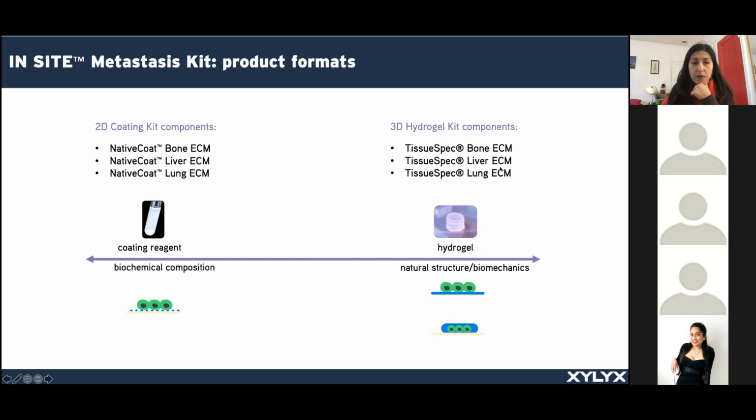The second format is the 3D hydrogel, which also contains the three most common sites of metastasis of the ECM: the bone, liver, and lung. But now it provides this natural structure and the biomechanics, and the cells in this format can be seeded on top of the gel or within the gel to recreate this 3D microenvironment.